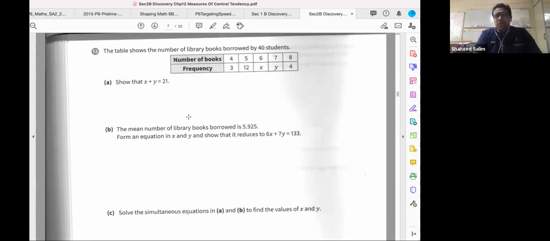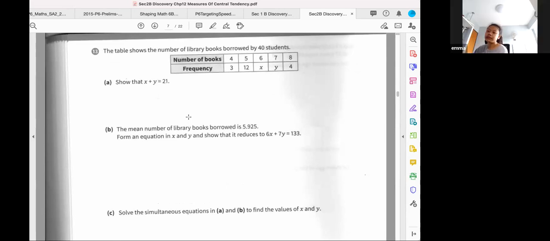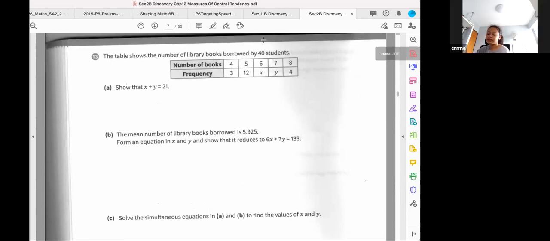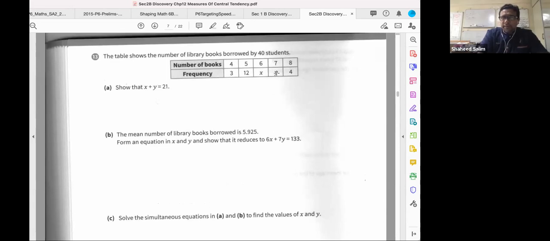First of all, let us look at the frequency. Tell me, total frequency equals to? No, you read the question. It's 40. So can you see all this frequency here? If you add it up, it must equal 40.